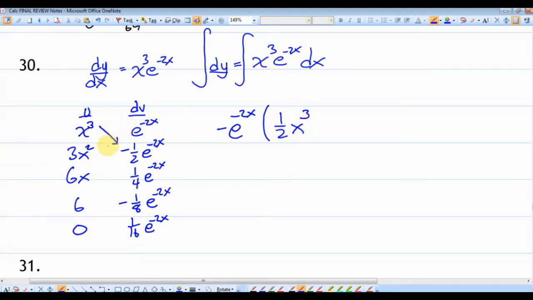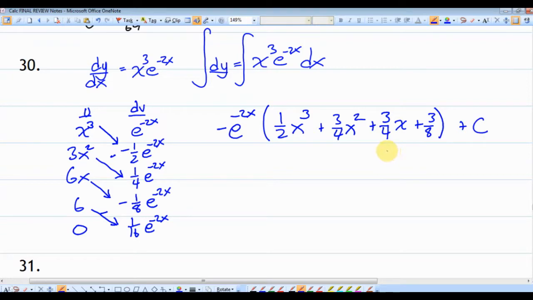This would have been minus 3/4 x squared, but now it's going to be plus 3/4 x squared. This would have been minus 3/4 x, so now it's plus 3/4 x. And this would have been minus 3/8, so now it's plus 3/8. Wow, I'm sounding really bad there. Plus constant.